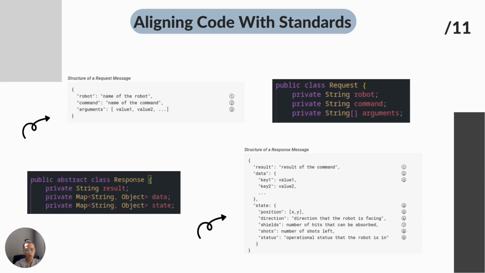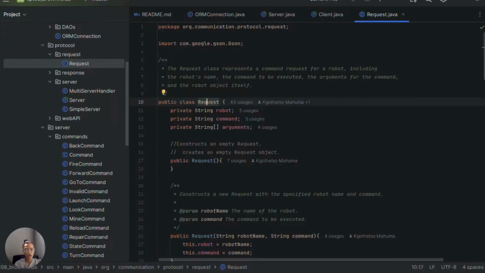To ensure that we conform to this protocol, we made a request class to handle the request and response classes which extend from this abstract class. They handle error responses as well as successful responses. Let us take a closer look at our request class, which is responsible for creating and managing requests for commanding a robot. It serializes the requests into JSON format for communication with the robot or a server. And we use JSON for the conversion to JSON.